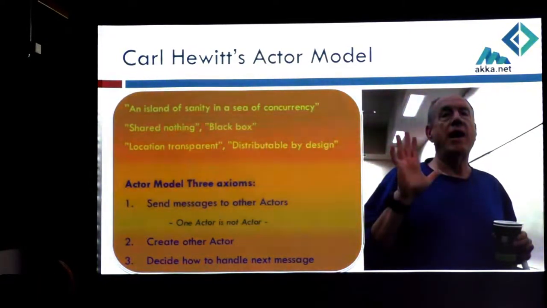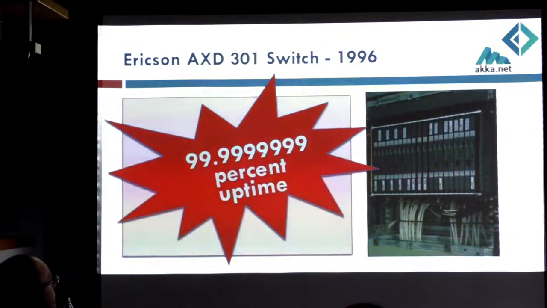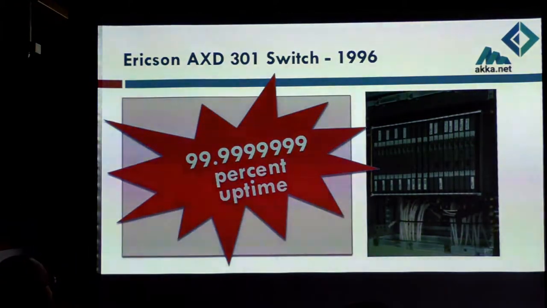That's why I said one actor is no actor, because actors communicate with each other. It's opinionated, you know. I think one actor is fine if you just need a state machine, but it depends on your requirements, right? It all depends. So that's the might of the nine nines.